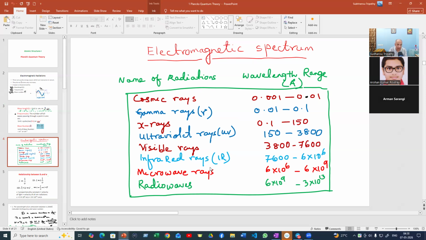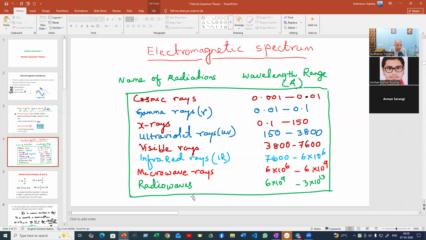And then infrared rays, 7600 to 6 times 10 to the power 6. So great range, 7600 angstrom to 6 times 10 to the power 6. Microwave is from 6 times 10 to the power 6 to 6 times 10 to the power 9.